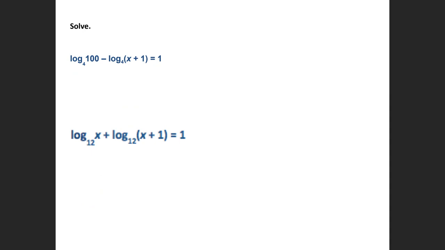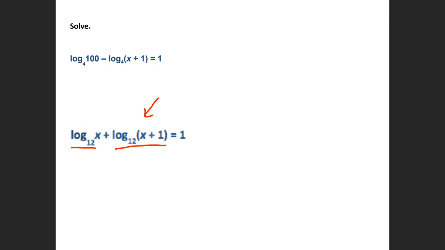Now, it is going to work, but we're going to have to do a little bit of work before then. For example, let's take a look at this problem here. We learned last week that we can rewrite as single logarithms. If you ever have a problem that has more than one logarithm on the same side, rewrite it as a single log.